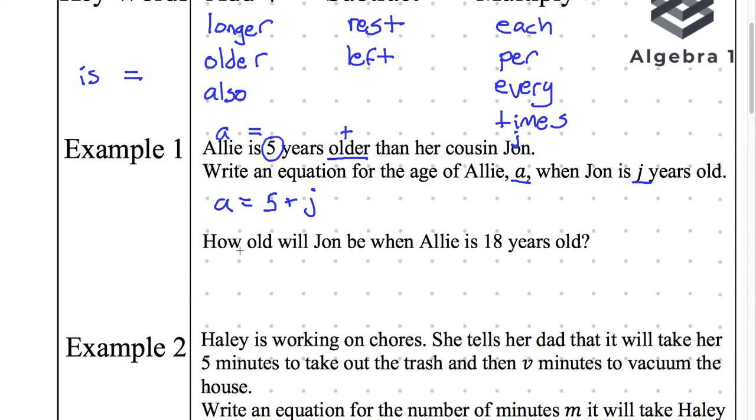Allie is 5 years older than John. Does this make sense, this equation? I need to step back and say, okay, well, let's say John is 1 year old. Does that mean that Allie is 6 years old? Because she should be 5 years older than John. Let's plug it in.